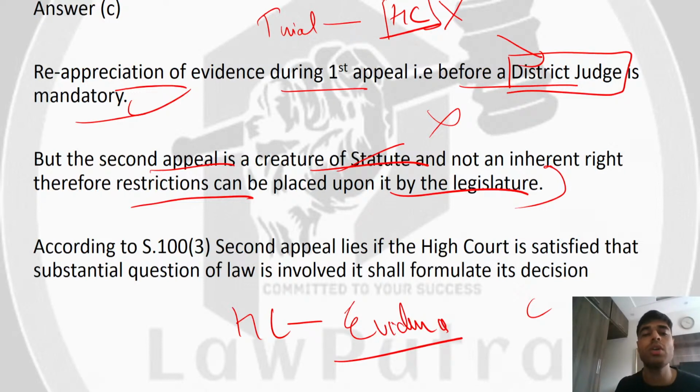So let's see, even if you did not know about this thing, then also if you simply had read the constitution, which everyone does in first year, then you can easily answer this particular question. High Court does not deal with evidence at all.